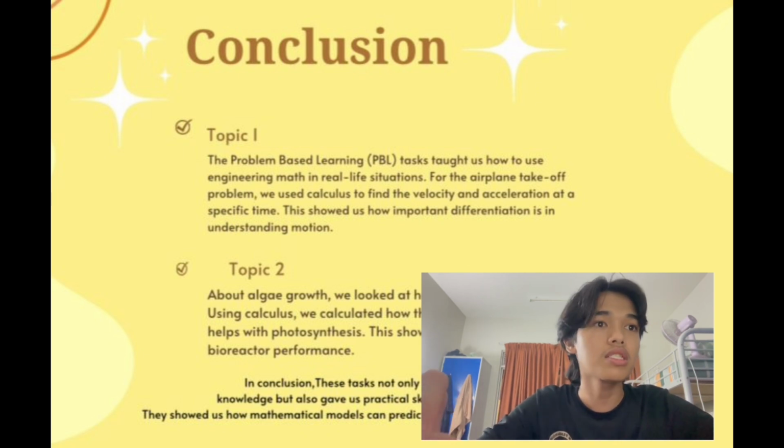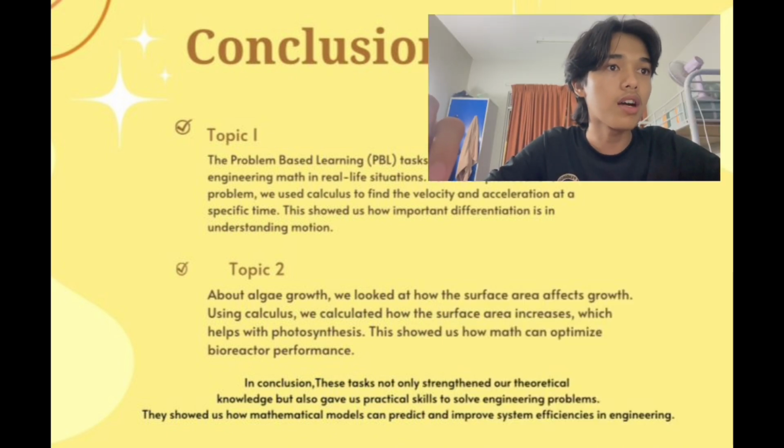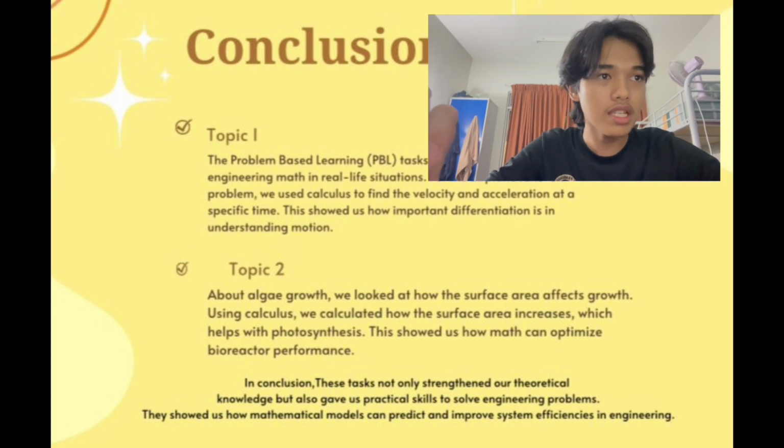This shows us how important differentiation is in understanding motion. Secondly, the problem about algae growth. We look at how the surface area affects growth using calculus. We calculate how the surface area increases, which relates to photosynthesis. This showed us how math can optimize bioreactor performance.